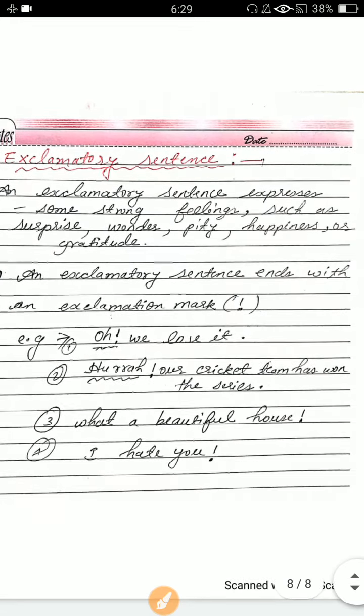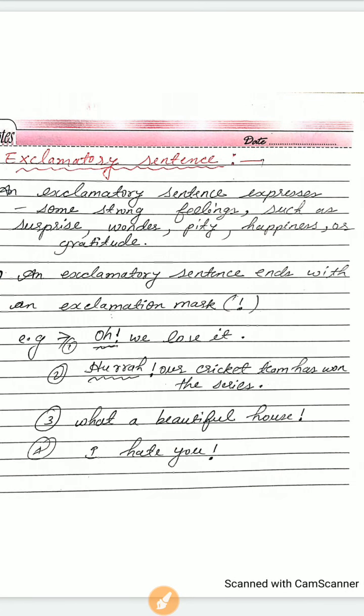Let's see some examples. Number one example, oh, we lose it. Hooray, our cricket team has won the series. What a beautiful house. I hate you. In these examples, some already have exclamatory words like oh, hooray. If you get an exclamatory word, then it is obviously an exclamatory sentence.